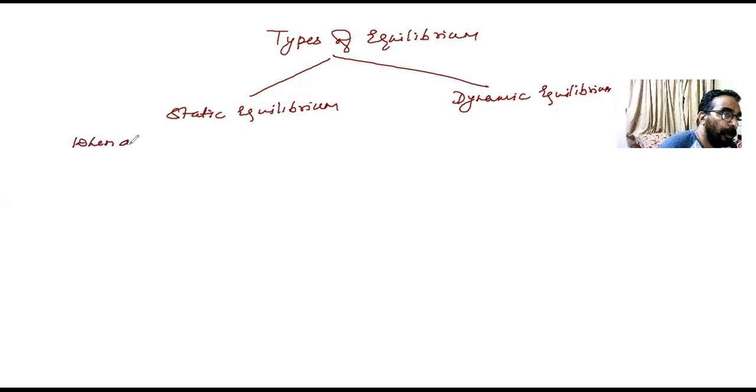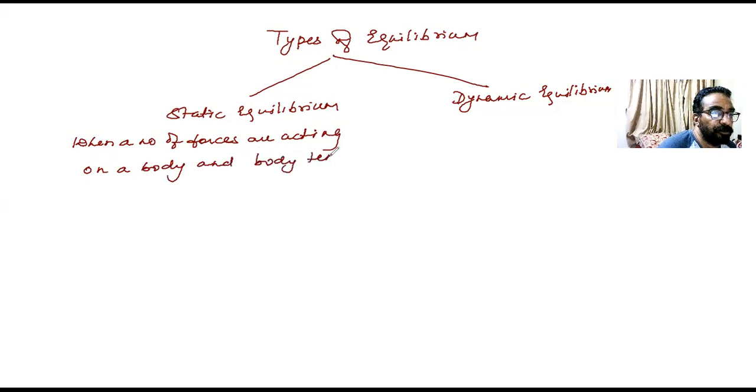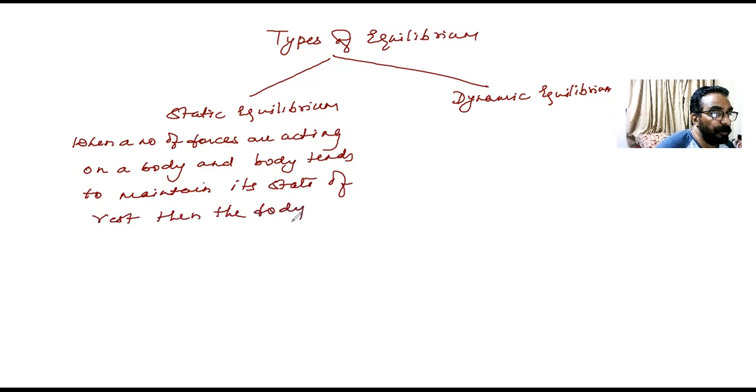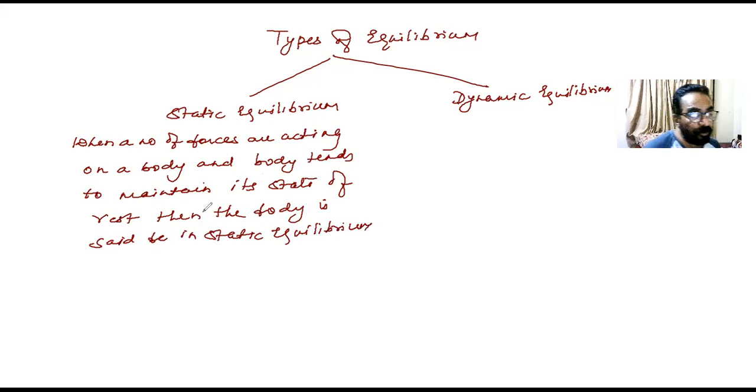So what is static equilibrium, beta? When a number of forces are acting on a body, and the body tends to maintain its state of rest, then the body is said to be in static equilibrium. So some examples I had shown you of equilibrium were nothing but examples of static equilibrium.